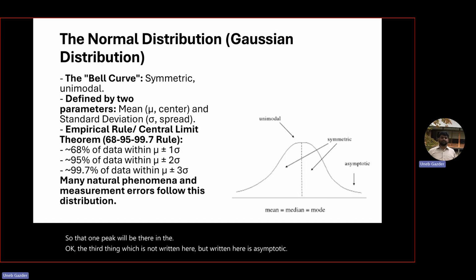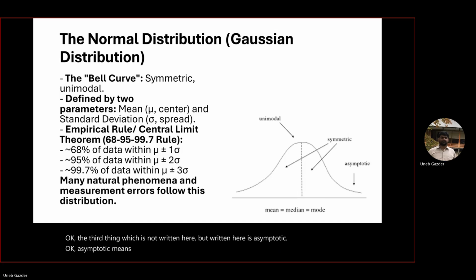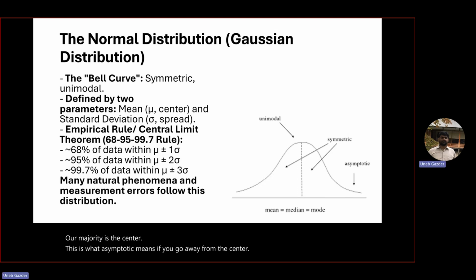Asymptotic means that the extreme values in the data have less possibility, and the medium range of the data has higher possibility. In other words, the data is centered, the majority of values are in the center. This is what asymptotic means. If you go away from the center, the percentage of values goes down. Got it? These are the three conditions of a normal distribution, in other words, of a Gaussian distribution.